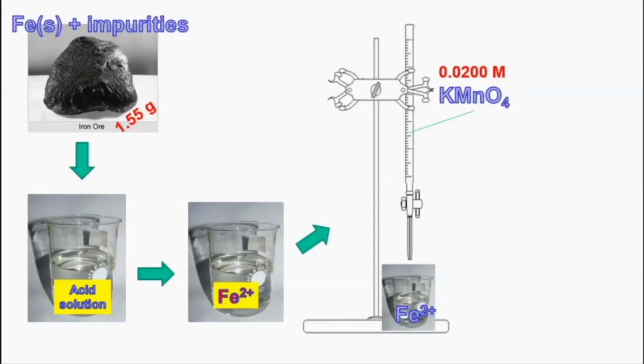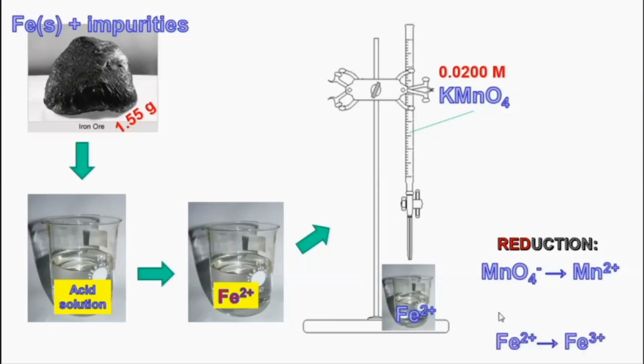What happened in this titration? Permanganate ion from the potassium permanganate is reduced to manganese 2 ion, or we can say that permanganate ion undergoes reduction. While iron 2 ion from the acid solution is oxidized to form iron 3, or iron 2 undergoes oxidation. Both reduction and oxidation occur simultaneously, and that is why this titration is also known as redox titration.